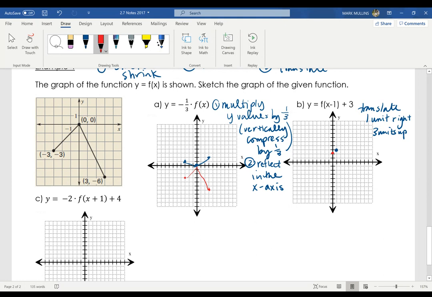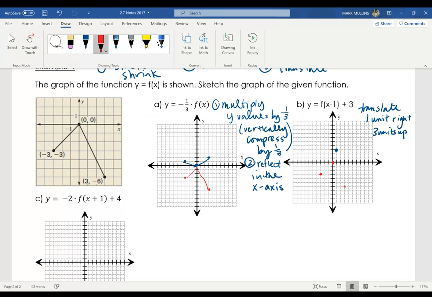So maybe the thing to do again is to graph my original function. Okay, that point just moved on me, and I have no idea why. So let's erase him. So I'm going to graph at 0, 0, negative 3, negative 3. This one's 3, negative 6.